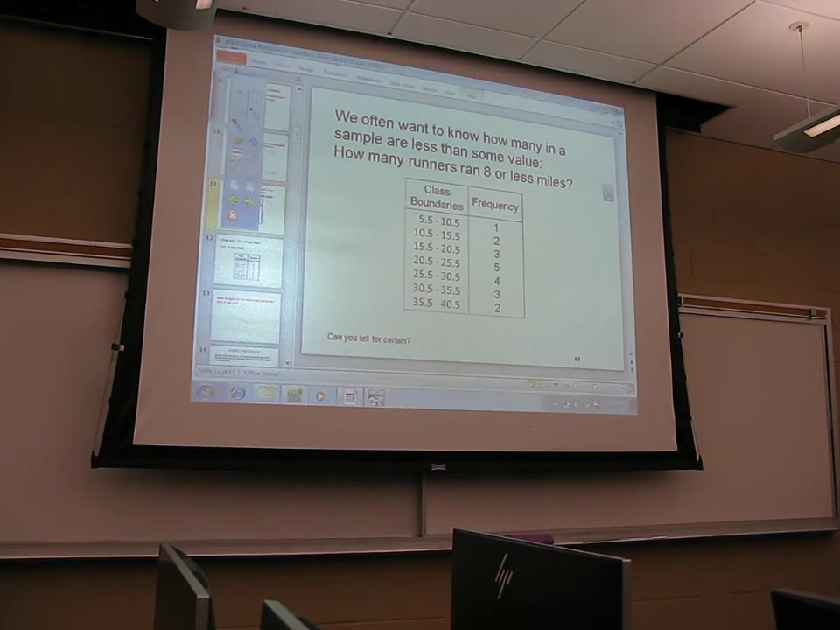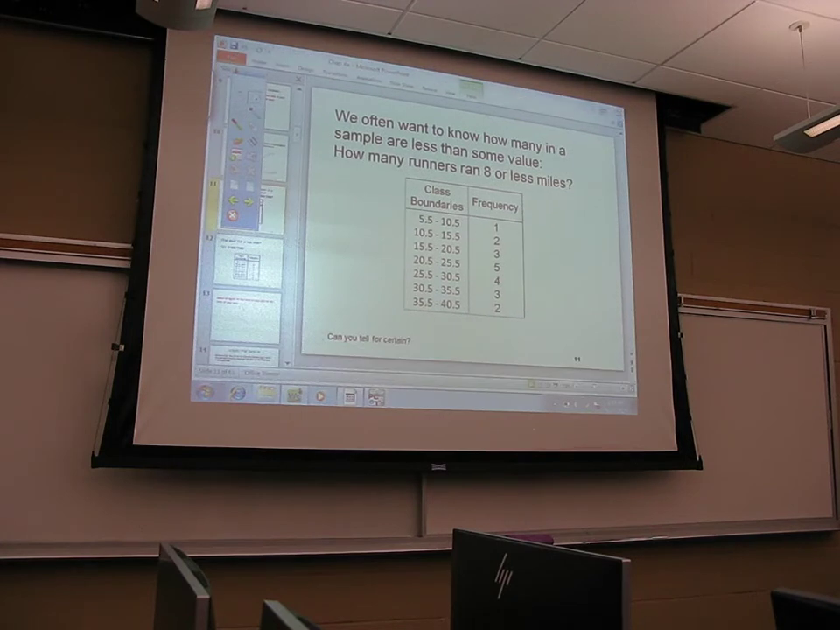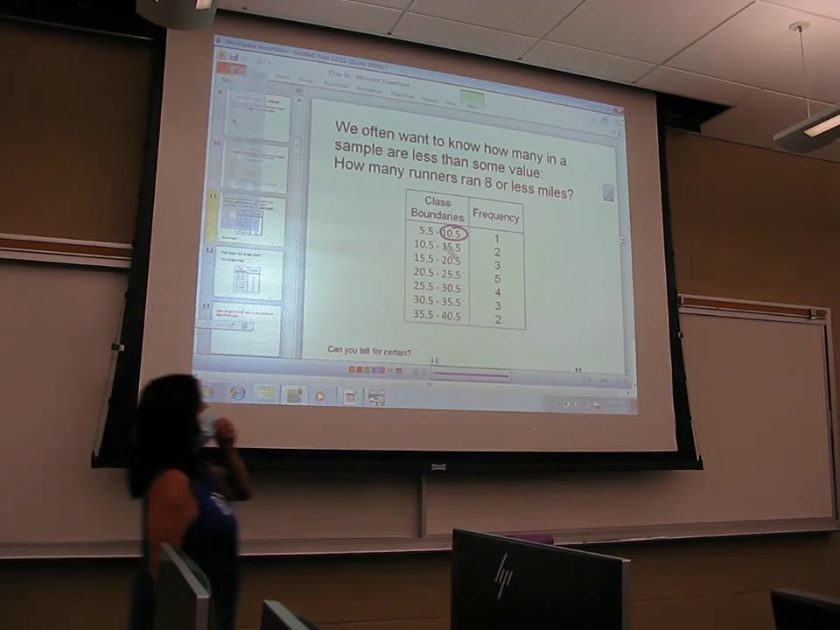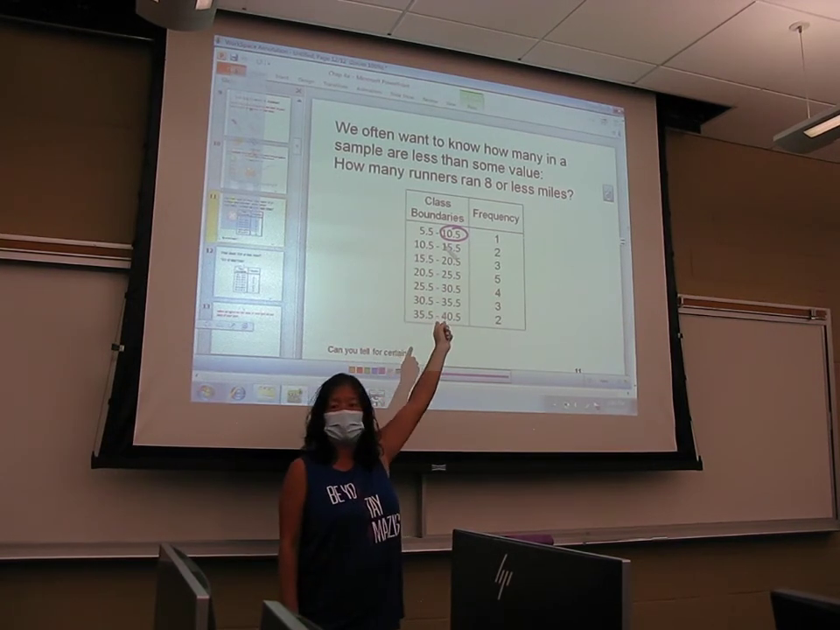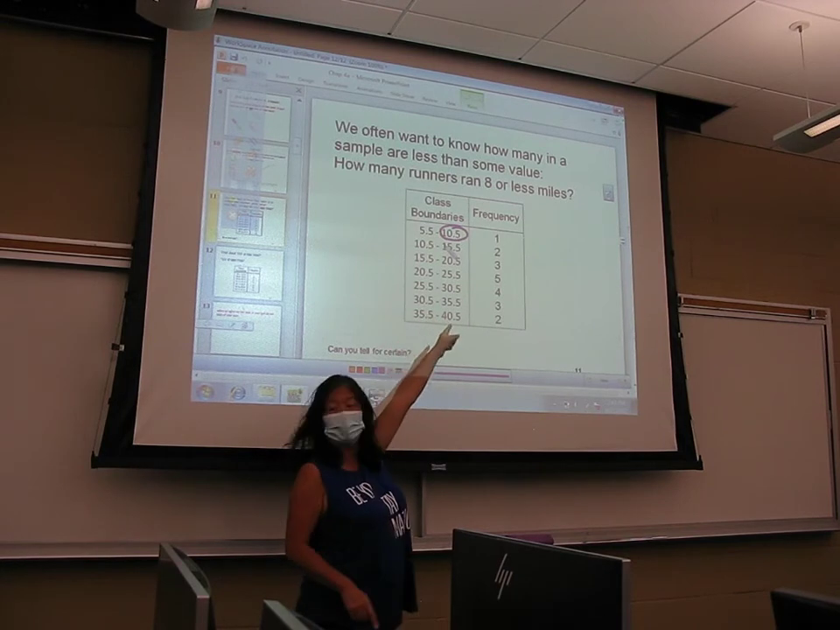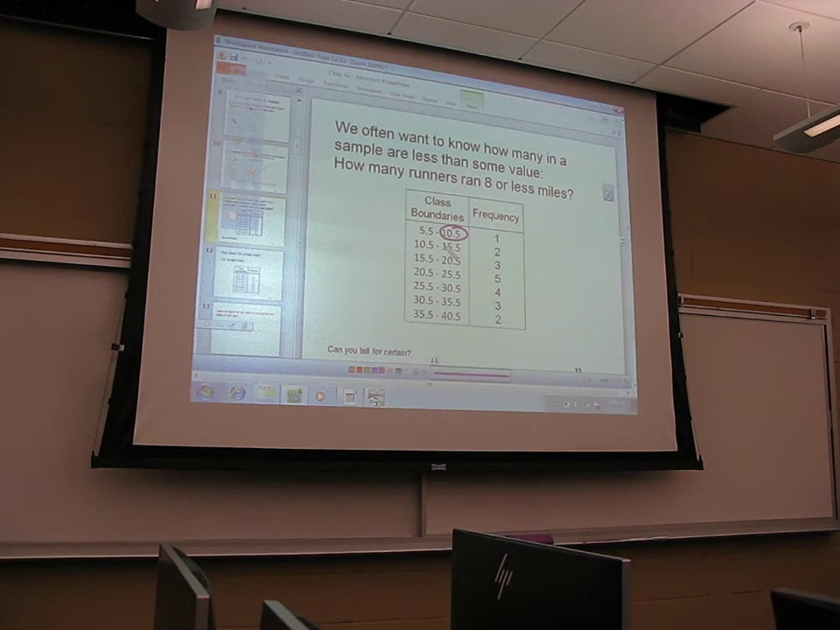So instead, what do we do? We do know for sure that one guy ran 10.5 miles or less. Do you guys understand what I'm saying? I know for sure one guy ran 10.5 miles or less. How many ran 15.5 miles or less? 3. 2 in that group plus 1 before. Does everyone understand what I'm saying? So for 15.5 or less, it's 3.